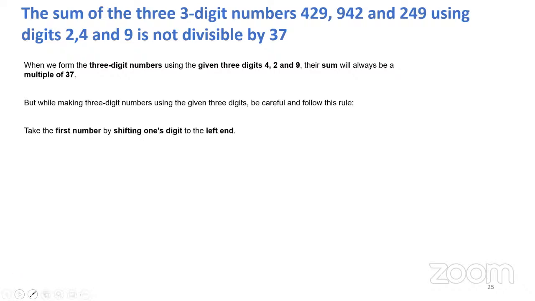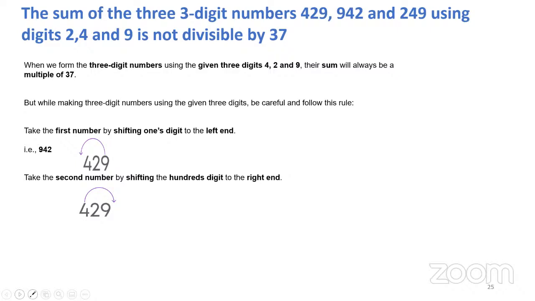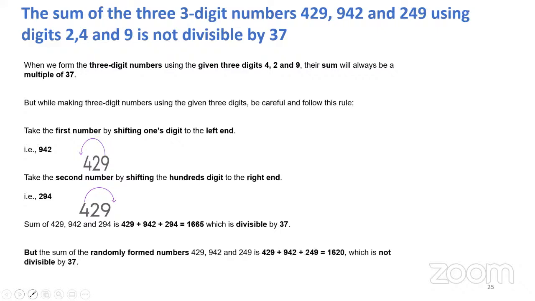For example, if you want to form 3-digit numbers using given 3 digits 4, 2, 9, we will first take the number by shifting one digit to the left. So the resulting number will be 942. Next, the second number is taken by shifting the hundreds digit to the right. So we have 294. Note that the sum of 429, 942 and 294 is 1665, which is divisible by 37.